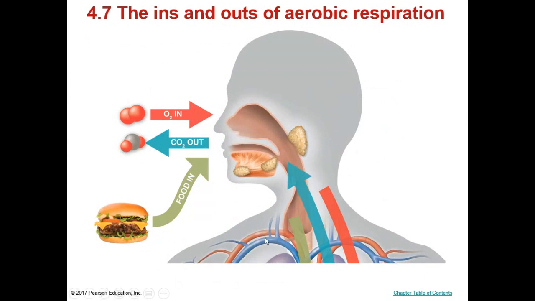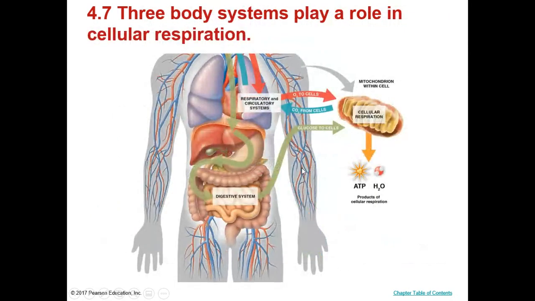So again, these are the products. This is the overall chemical formula of cell respiration. So we require oxygen plus glucose, C6H12O6, and then yielding CO2, ATP, and water. Again, yielding CO2, ATP, and water. And here they are, the other two, ATP and water.